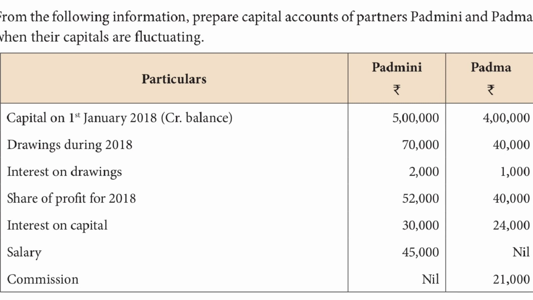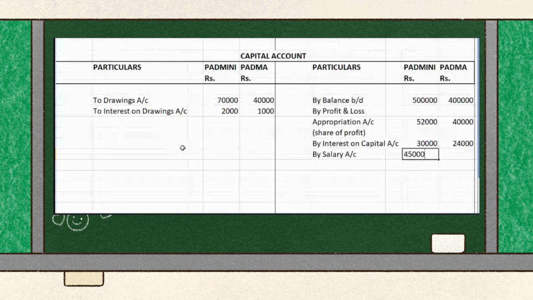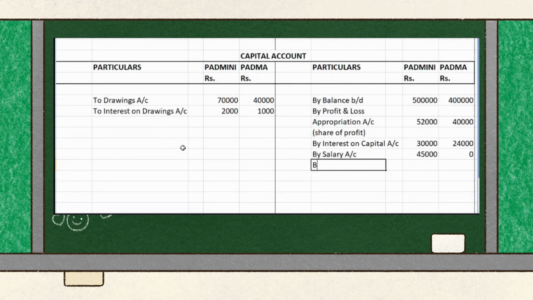Next we have a salary. So salary and commission, the next item, comes on the credit side. So you must be careful when you're entering the salary, because for one person it is 45,000 and for the other person it is nil. So in the case of nil you can just put a dash over there in Padma's column. Then commission is nil for Padmini. So just put a dash for Padmini's column when it comes to posting commission on the credit side of the capital account. And for Padma you'll be writing 21,000.